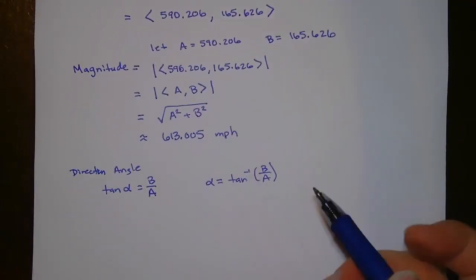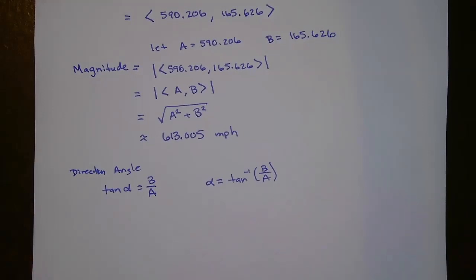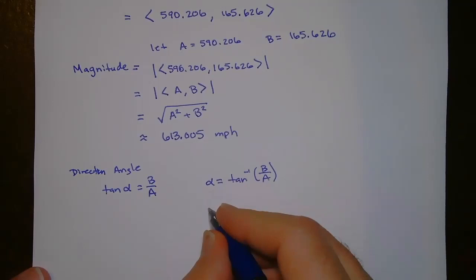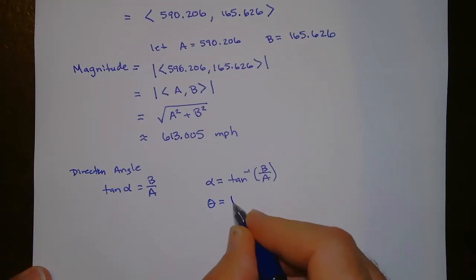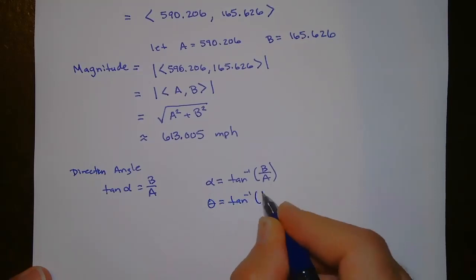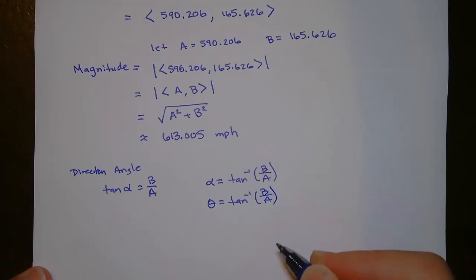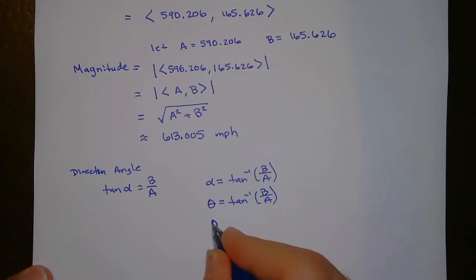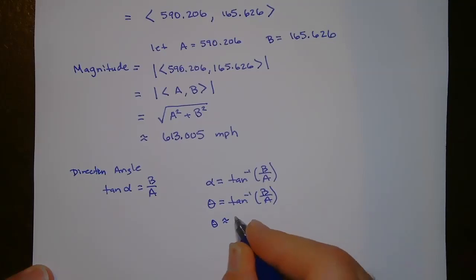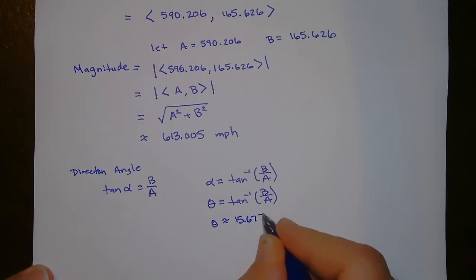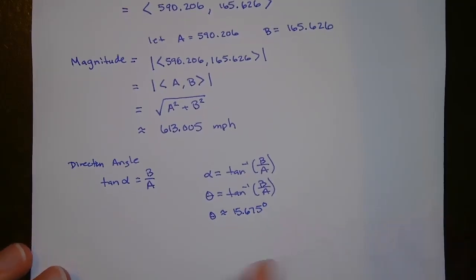So we're in the first quadrant, so alpha and theta are going to be the same. So theta is equal to tan inverse of the B over the A. And what you wind up getting, and you need to be in degree mode, is an angle that's about 15.675 degrees. So what does that mean? That's from the positive x-axis, so that's north of east.